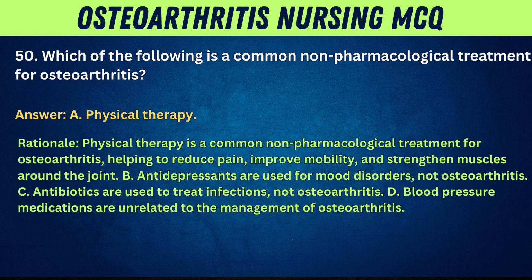B. Antidepressants are used for mood disorders, not osteoarthritis. C. Antibiotics are used to treat infections, not osteoarthritis. D. Blood pressure medications are unrelated to the management of osteoarthritis.